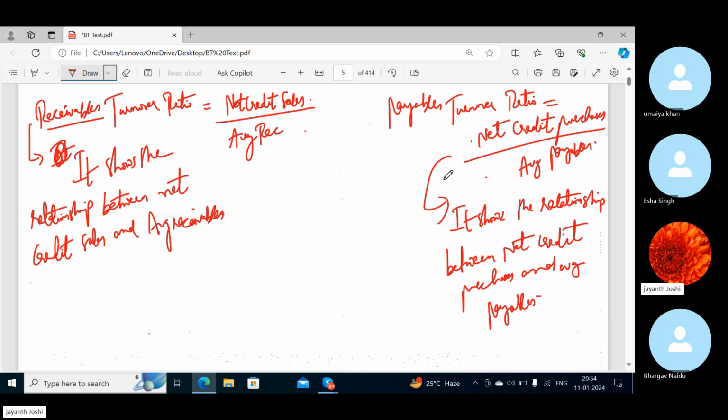Okay. So now what is this particular statement called? It shows the relationship between net credit sales and average receivables, and net credit purchases and average payables. We will understand right now.